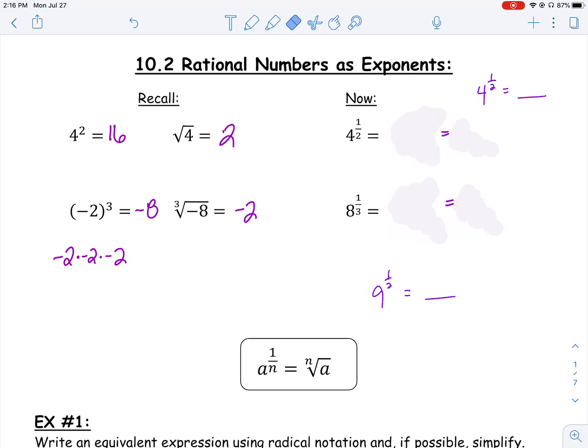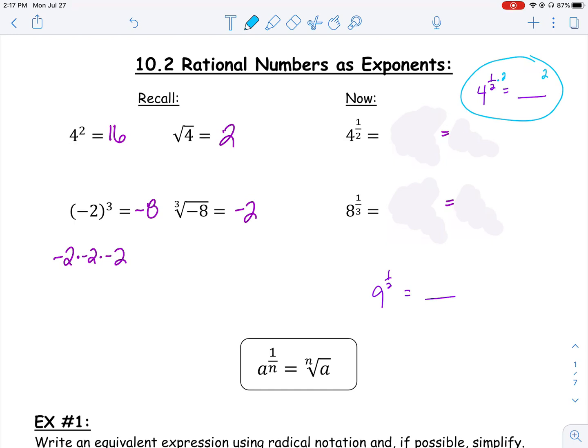But what happens if we have 4 to the 1/2 power? I can't take 4 and multiply it a half a number of times, or that would be kind of weird, right? So what does that really mean? Well, we need to figure out what it equals. So if I'm looking over here and I want to figure out what this equals, maybe I can get rid of the 1/2 exponent by raising it to the second power. But remember, if I have an equation, I have to do the same thing both to the left side and the right side to keep my equation balanced.